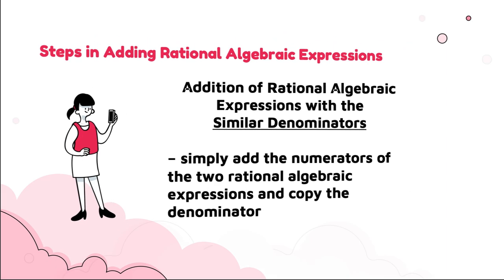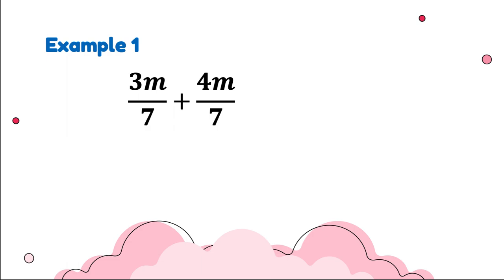For example, if we have 3m over 7 plus 4m over 7, as you can see, we have the same denominator. So what we are going to do here is simply add the numerators. We have 3m plus 4m. The answer here is 7m. And then just copy the same denominator, so we have 7. Of course, you need to simplify your answer by canceling the common factor, which is 7. Therefore, as we cancel 7, the final answer would be m.